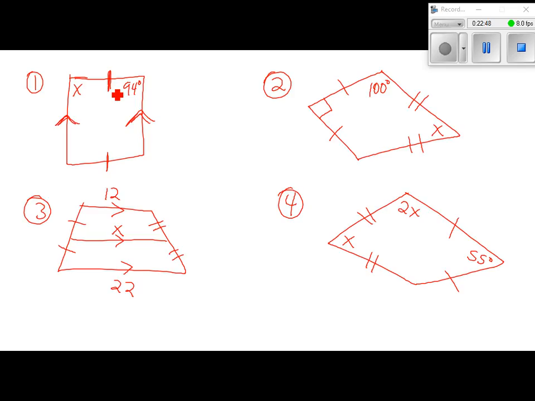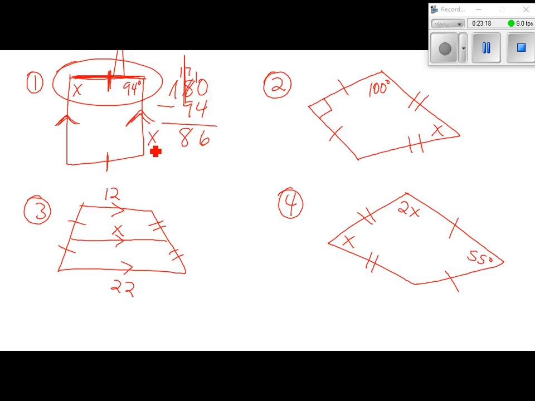And in an isosceles trapezoid, or actually in any trapezoid, doesn't matter if it's isosceles or not, these 2 angles that surround one of the legs have to add up to 180. They have to be supplementary. So to find x, all we got to do is take 180 minus 94. We borrow here, end up with 6, make that a 7. Have to borrow again, make that 17, 86. So x equals 86 degrees.